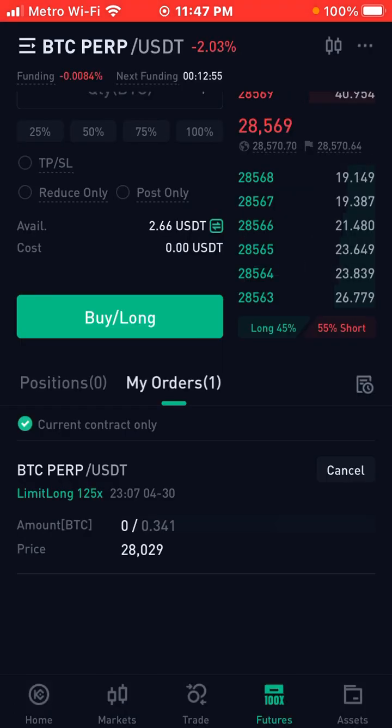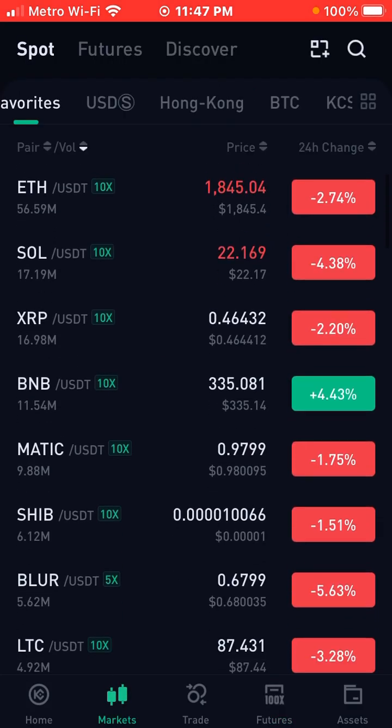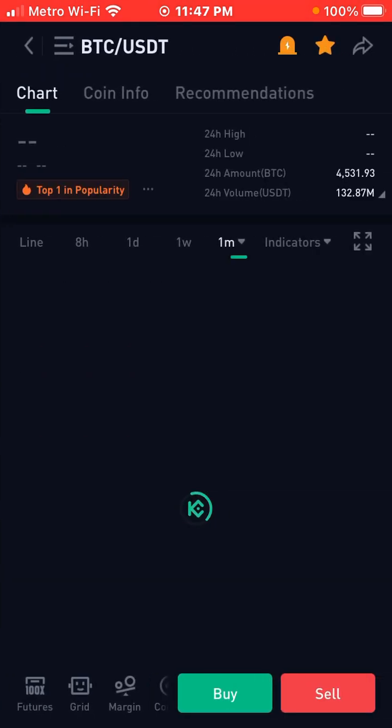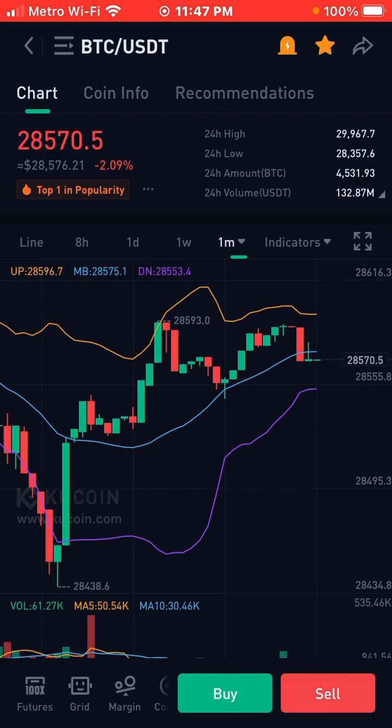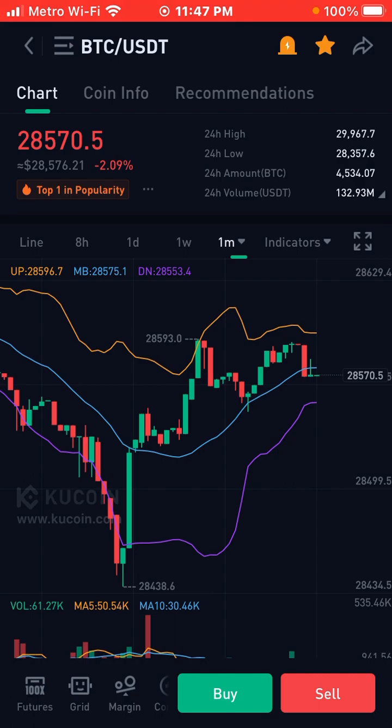This is not financial advice. I'm giving you my opinion. My entry price is at 28,029, right? Anyways, I'm just giving you my example because the fib is at 28,200 and my risk to reward ratio goes way higher up because it's a very good support level, right?